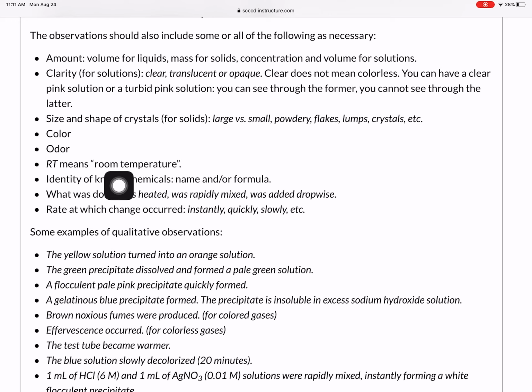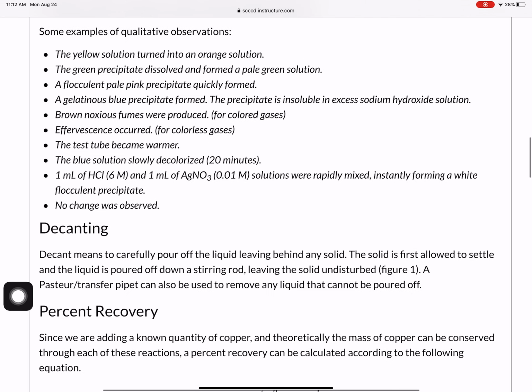Sometimes we need to talk about something happening at room temperature, and so we use RT as an abbreviation for that. Identity of known chemicals, the name and or the formula. What was done? Was it heated? Was it mixed rapidly, stirred, added dropwise, etc.? And then the rate at which changes occurred, instantly, quickly, slowly, etc. So then there's a list of examples. This will give you an idea of a well-written qualitative observation.